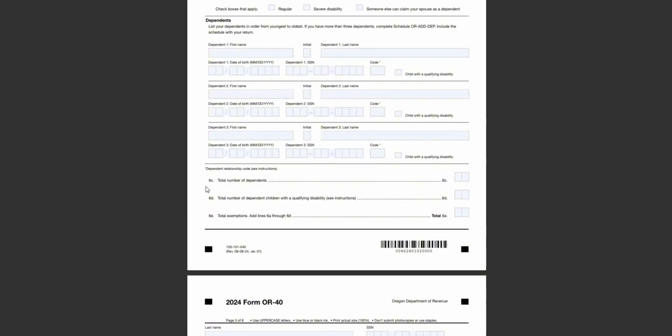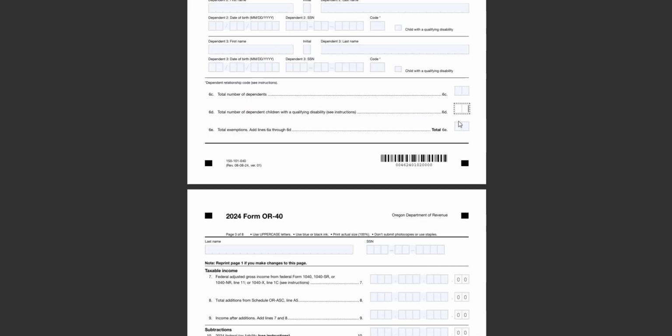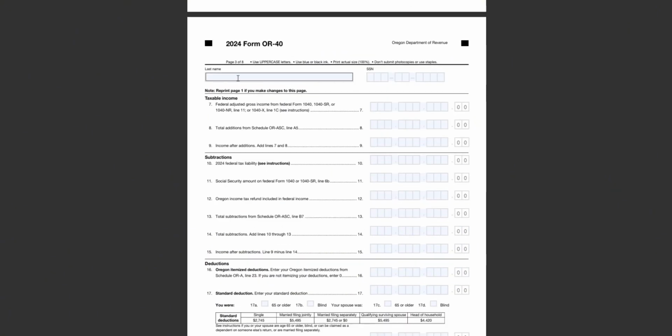All right, so total number of dependents. I don't have any dependents, so I'm going to leave that blank. And this blank as well doesn't apply to me. Total exemptions, we're going from 6A all the way to 6D. And for me, that's just one, just myself. Again, last name, social security number.